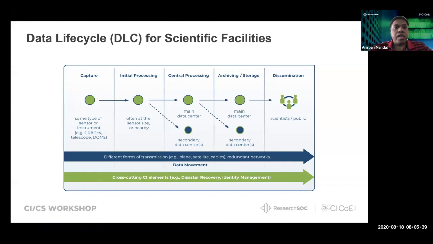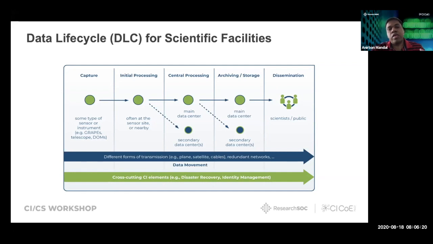So what we mean by data lifecycle to start with: when we developed this data lifecycle model, we were mainly concentrating on large facilities, the NSF large facilities in general, but this can be extended to many other small and large scientific facilities. So by data lifecycle, what we mean is basically a model that captures the end-to-end data movement from where the data is captured by scientific instruments and sensors to the ultimate dissemination and access of the data by the scientists to do further research, right?